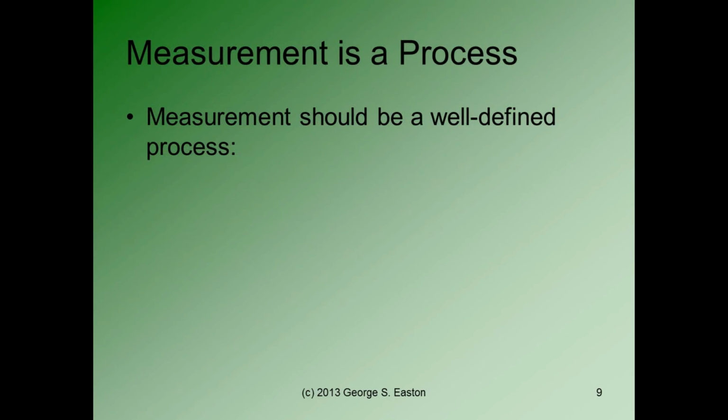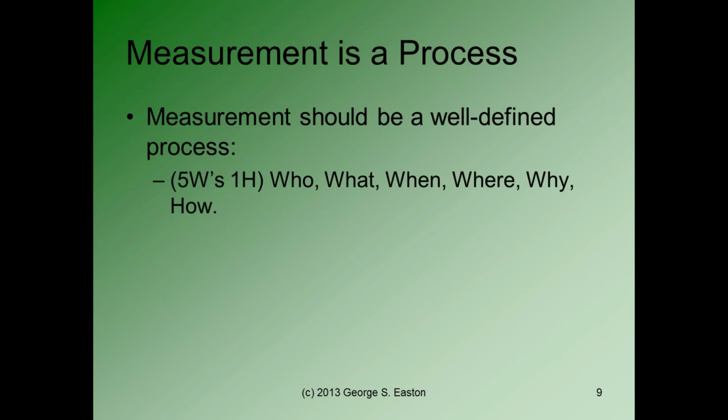So I want to note here that measurement itself is a process, and that to be an effective process, measurement needs to be well defined. So the measurement process should be defined by the 5 W's and the 1 H, which is a very useful mnemonic for defining things. The 5 W's are who's going to take the measurement, what they're going to measure, when they're going to measure it, where it's going to be measured, why they're doing it, and perhaps the most important one is how that measurement is to be taken.